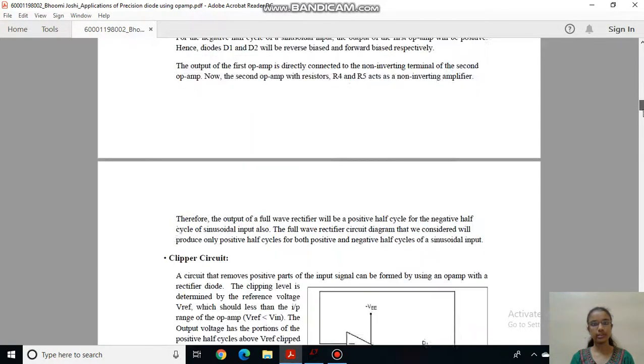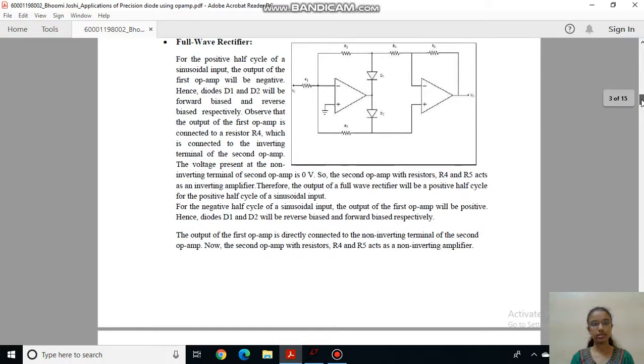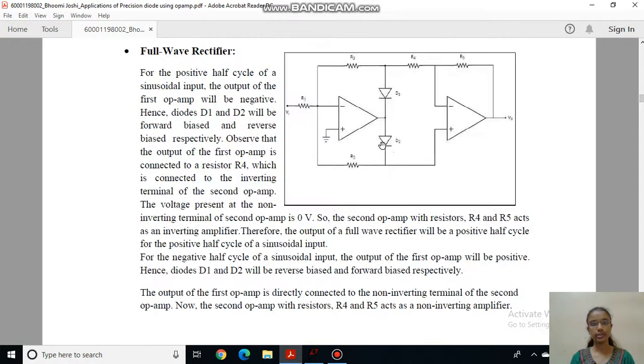So now let us start with our second part, which is full wave rectifier. As you can see, this is the circuit of full wave rectifier. Here 2 op amps are used. Whenever we are applying positive half cycle to this op amp 1, we will get output as negative. Because of this negative output voltage of op amp 1, D1 will be in forward bias and D2 will be in reverse bias.